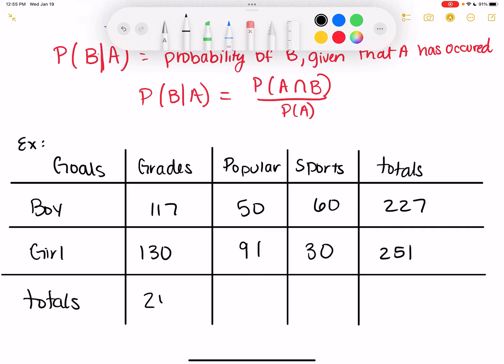Totals: 247, 141, 90, 478. And I will say a lot of times when you do a problem, they're actually going to ask you to find each of these individual pieces and then turn around and find the conditional probability. So it'll tell you, find the probability of A. Find the probability of A intersect B. And then it'll say, find your conditional probability. So you've actually already done all the pieces.